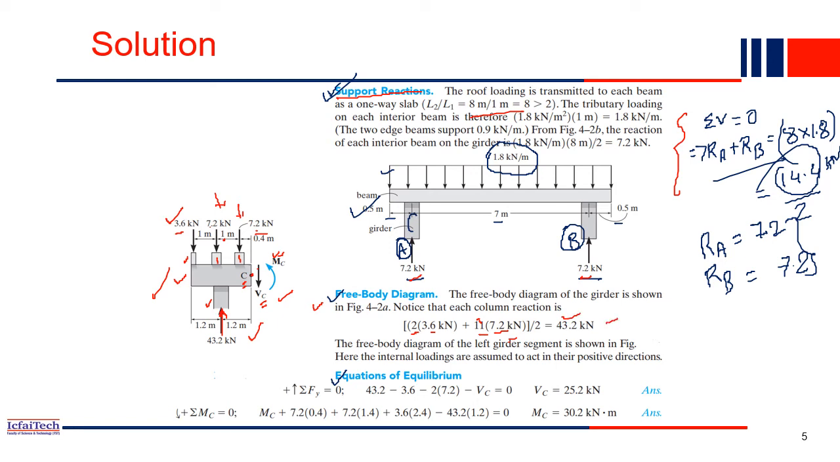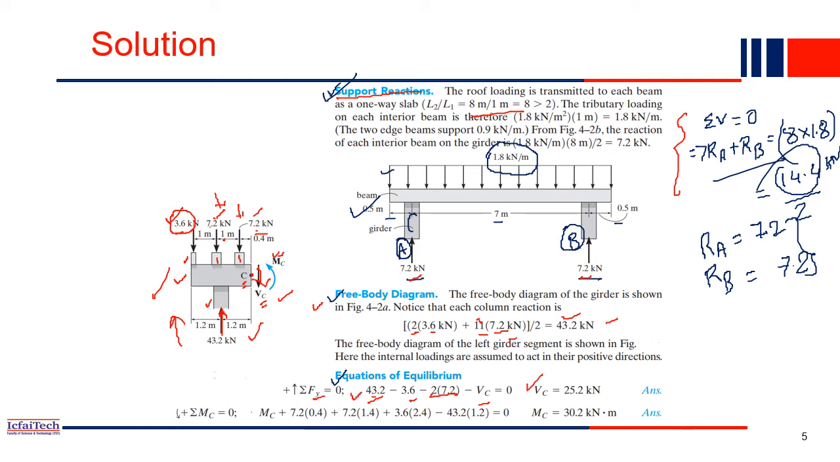Now we will apply the equilibrium equations to calculate the moment and the shear force at point C. First apply the summation of all vertical forces equal to 0. What are the vertical forces? 43.2 is acting upward, this is the reaction. And what is the downward force? 3.6 kilonewton acting downward, so negative 3.6, and 7.2 downward, 7.2 downward, so 2 into 7.2 downward. VC is the shear force, which is also acting downward, right? So that is minus VC. From this equation you can easily compute the value of VC.